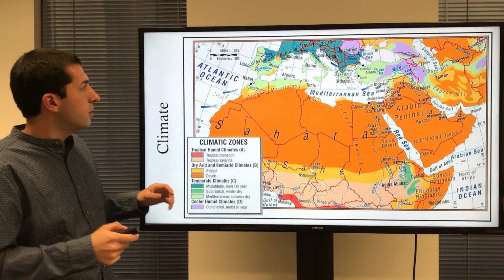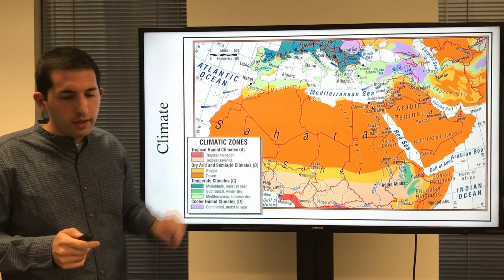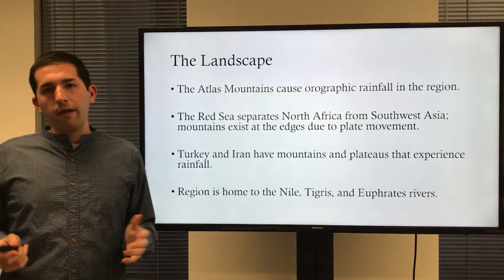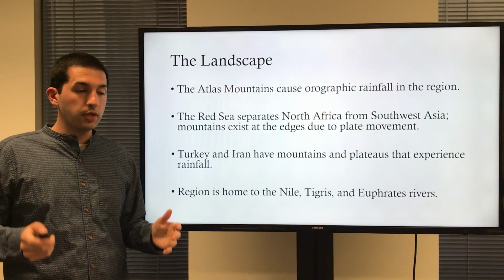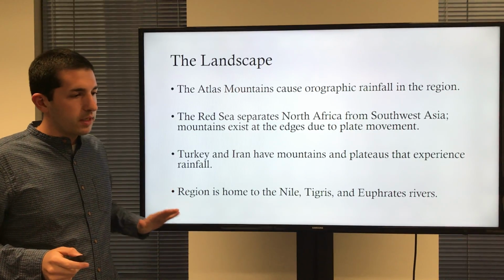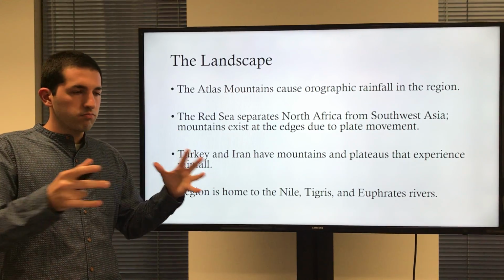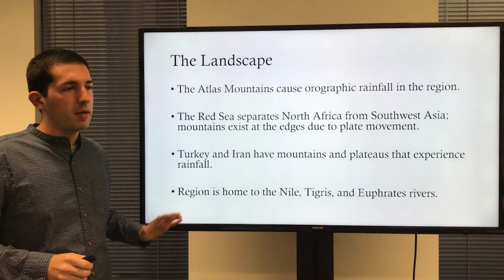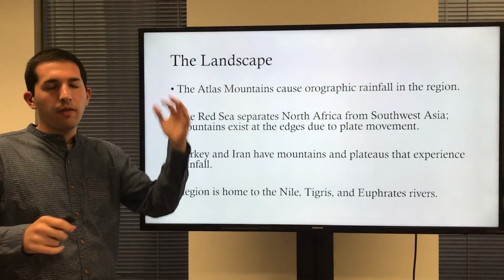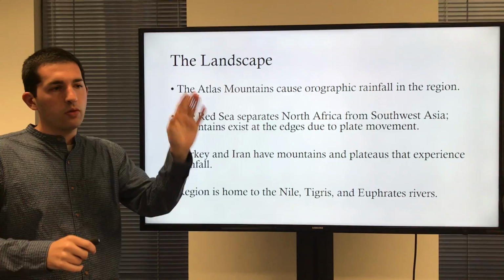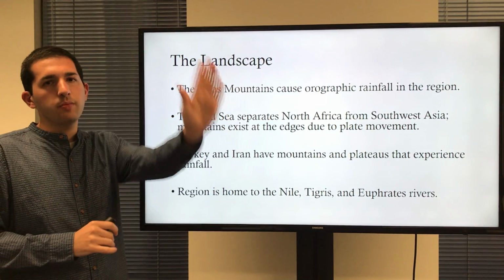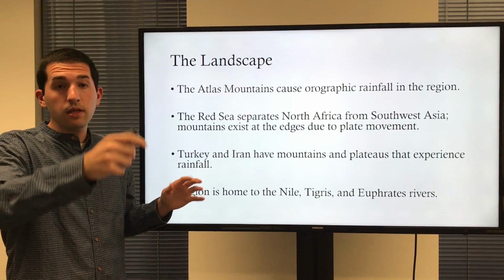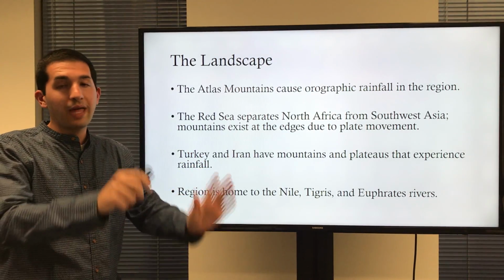Atlas Mountains, right there, cause orographic rainfall in the region. What is orographic rainfall? Well, we've talked about it several times. Orographic rainfall is when moisture in the clouds comes up and rises up the mountain, and then it's forced to let go of that moisture before going off in terms of the elevation, and it dissipates once it climbs that elevation.